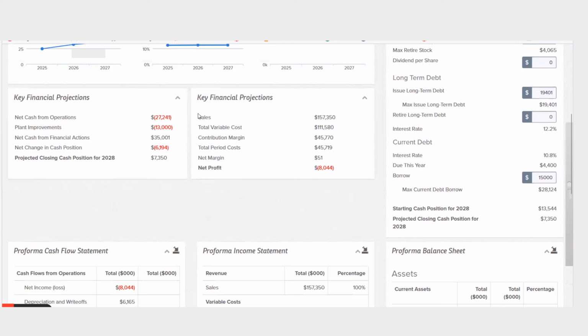So by issuing long-term debt and stock, that is not enough. That's the reason why you can see we are also borrowing some short-term debt of about 15,000. And this is going to ensure that we end up with a cash position of about 7350, which is okay for round 1.